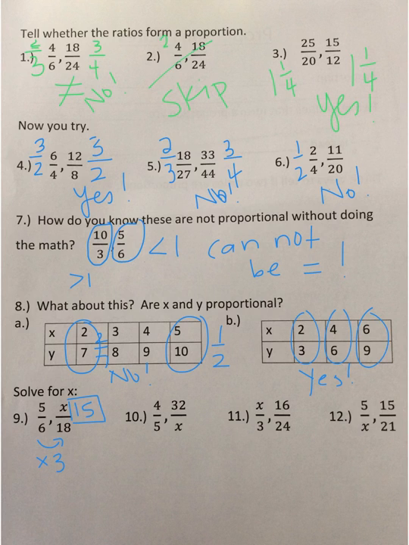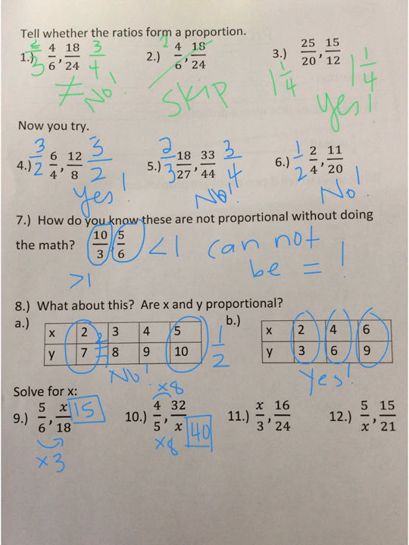What about number 10? Feel free to pause at any time and try these on your own. Actually, you should pause now and try them on your own. Okay, when you're done trying, hopefully you're done trying by now, push play again. We know that 4 times 8 is 32. So 5 times 8 is how we're going to get x, and that would be 40.